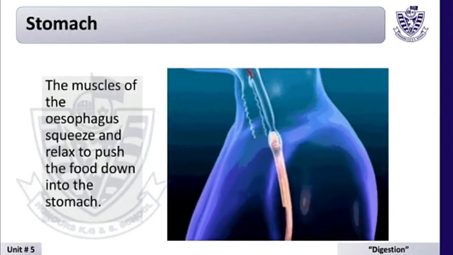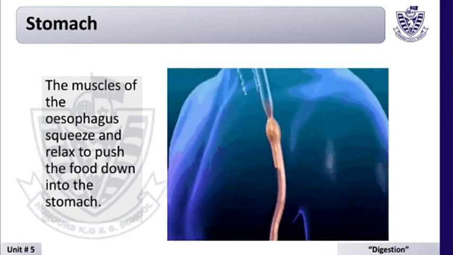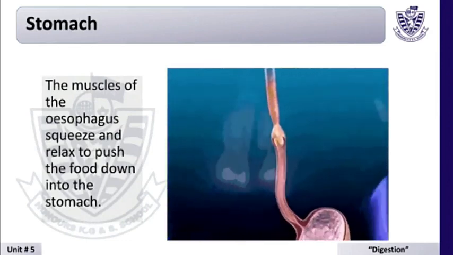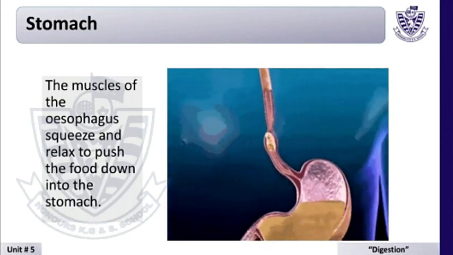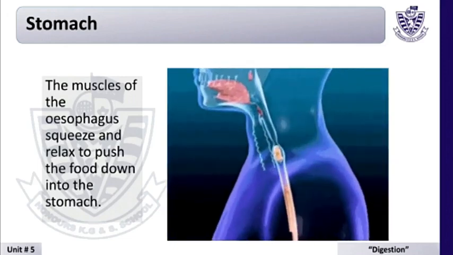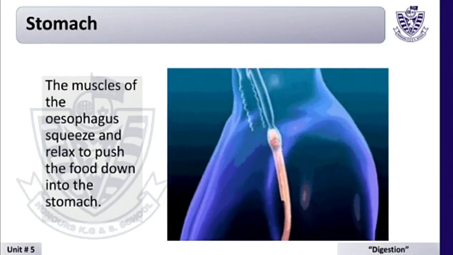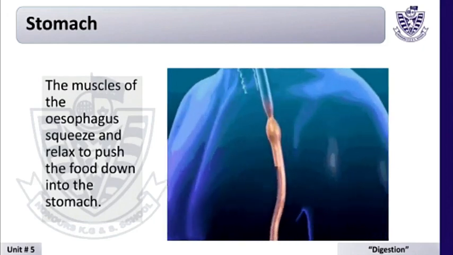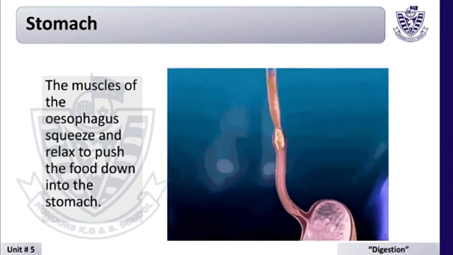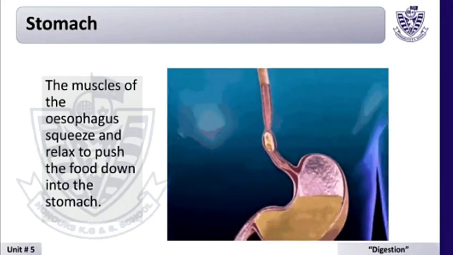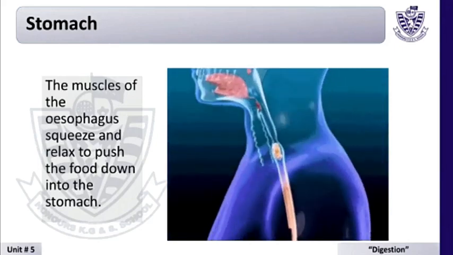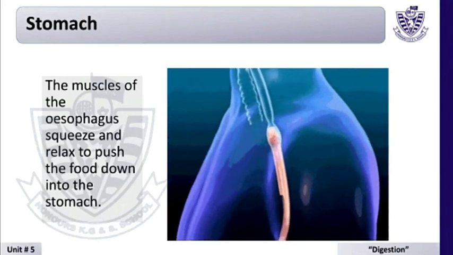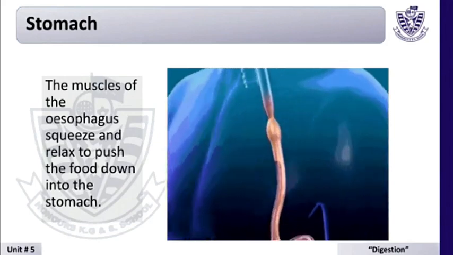Stomach. The muscles of the esophagus squeeze and relax to push the food down into the stomach. The stomach stores the food and works like a mixer. It helps in both mechanical and chemical digestion.